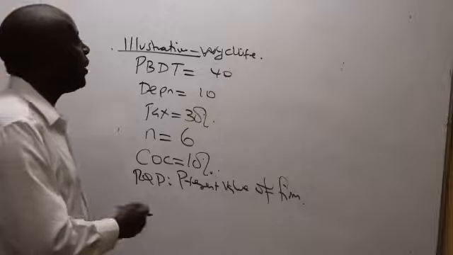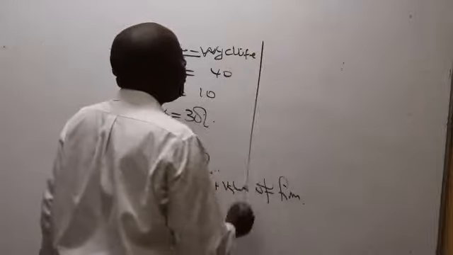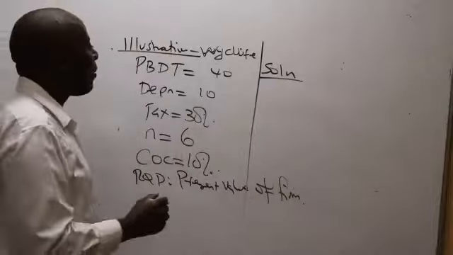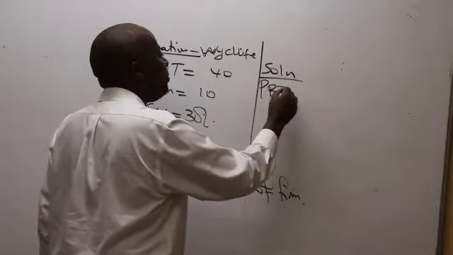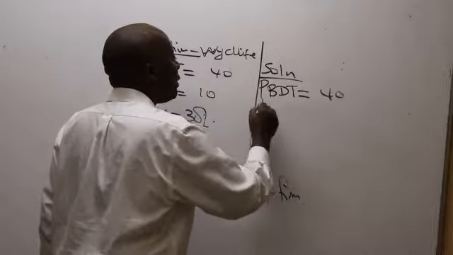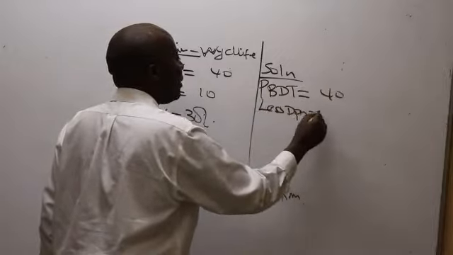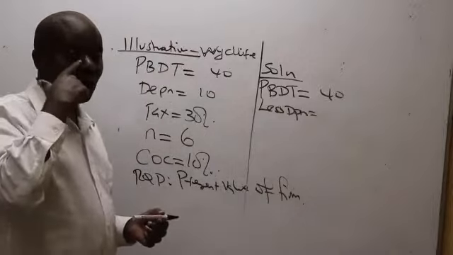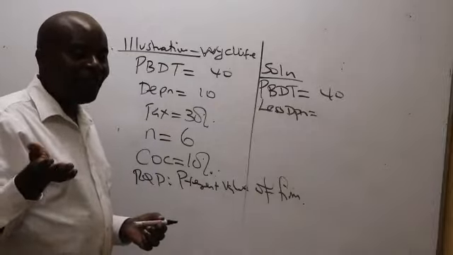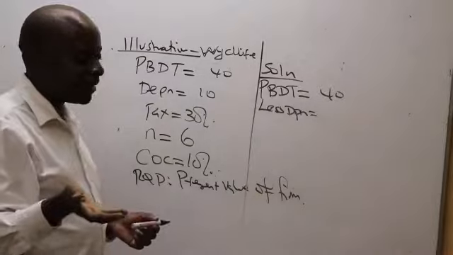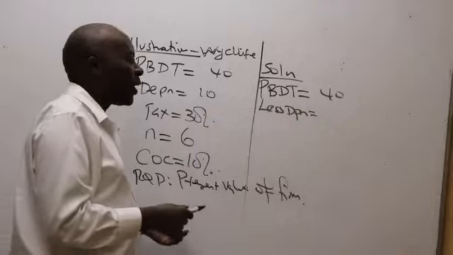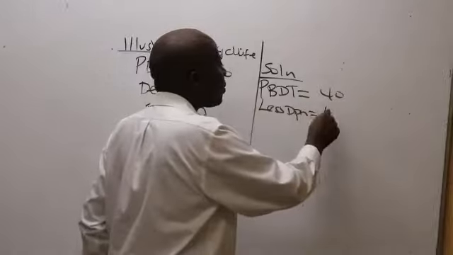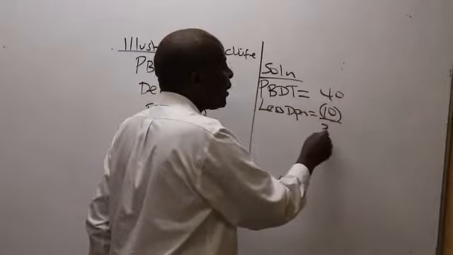So if you allow me here, I'll be able to come and use the longer approach. So solution, the longer approach: we know that our profit before depreciation and tax is 40. So come here and less depreciation. Depreciation of how much? Remember, for us in finance, depreciation is tax allowable. Capital wear and tear, whatever type of your capital allowance, depreciation is allowable. So come and subtract this depreciation of 10. When you subtract this, it gives me 30.